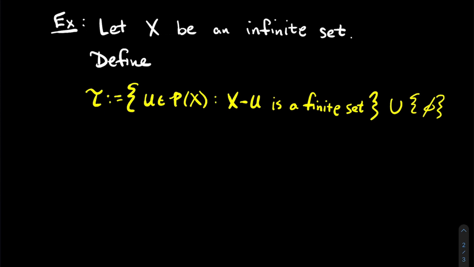Such that the criteria for U to be in T is that its complement, X minus U, is a finite set. I'm using that actual minus sign for the complement of a set. Some books use different things for set complement. But then at the end, we're also going to throw the empty set into T as well.